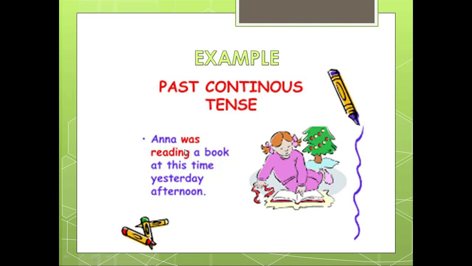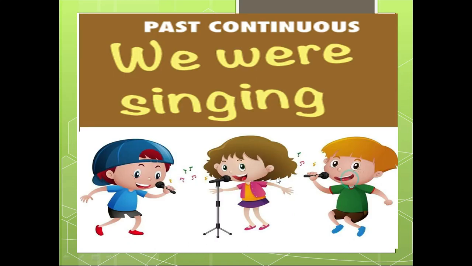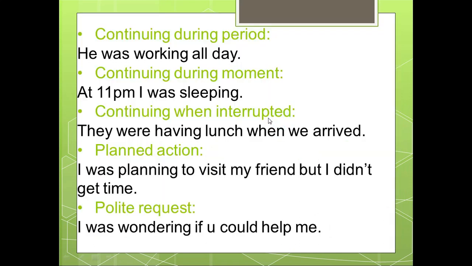Anna was reading a book at this time yesterday afternoon. It means that the previous day Anna was reading for some period of time. She was reading that book in the afternoon, so that action continued for some period of time. That's why we have used was reading. Okay, another example, we were singing. Time is not mentioned, but you can see the structure. With we we have used were, and with the verb we have used ing. We were singing.